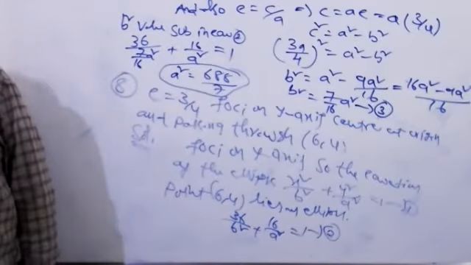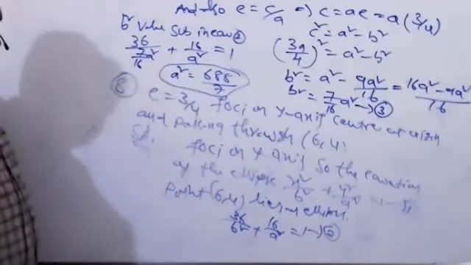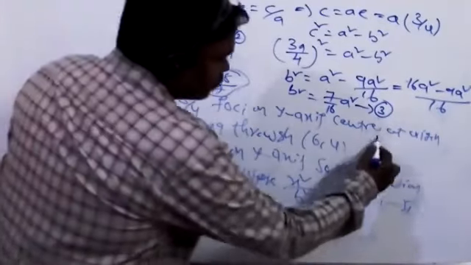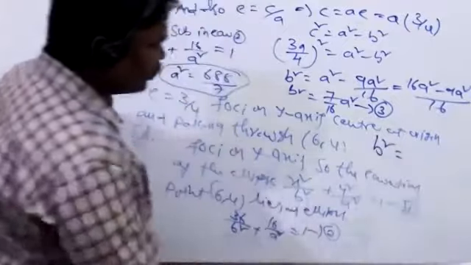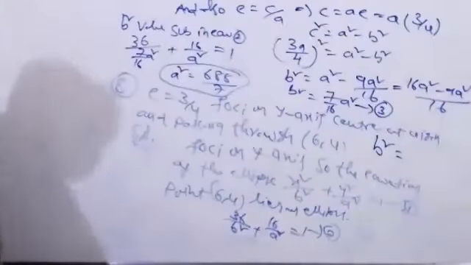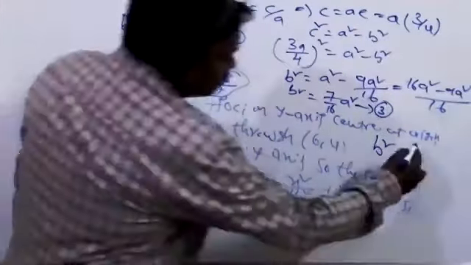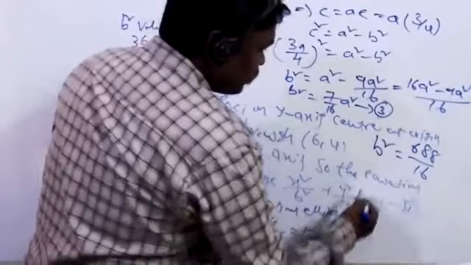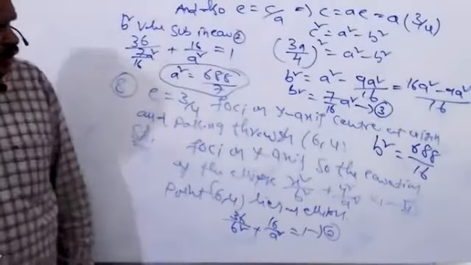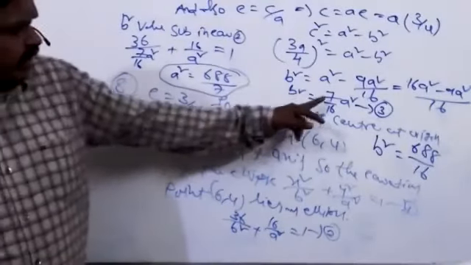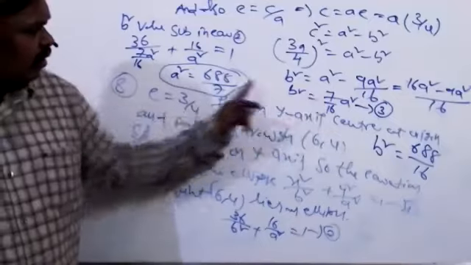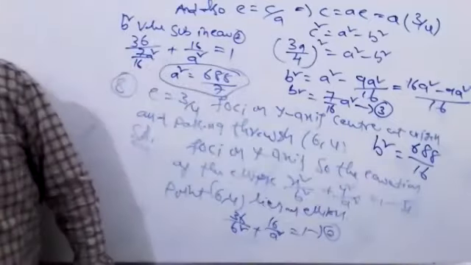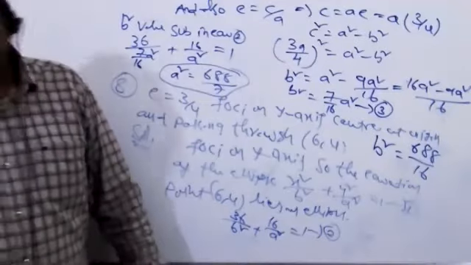B square is equal to 688 upon 16. Sir, that is 43. Yes, sir, it is 43. See, 7 gets cancelled and the remaining is 688 upon 16. Correct, no? Yes, sir.